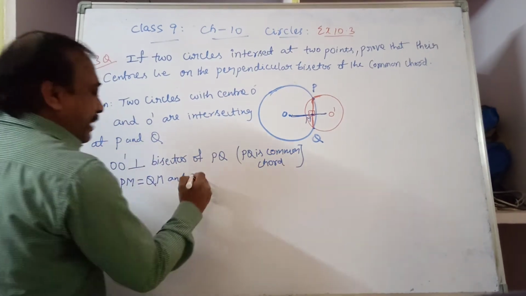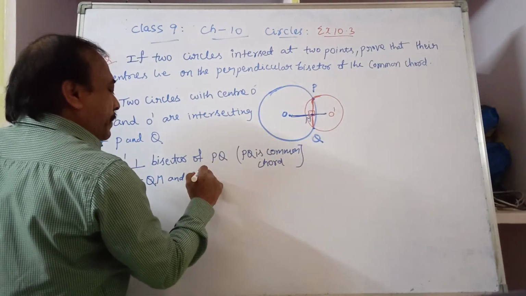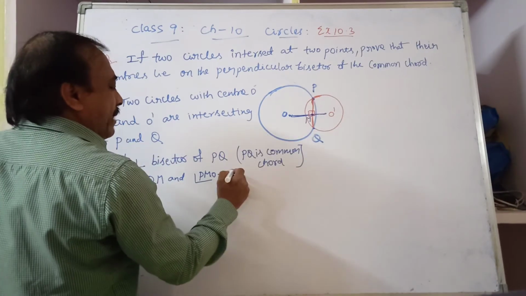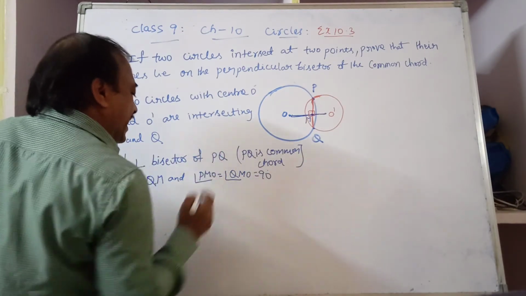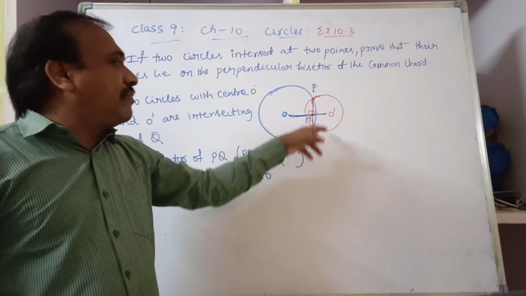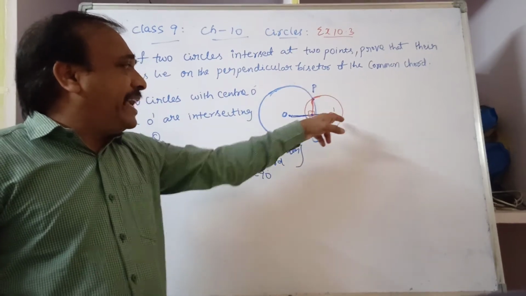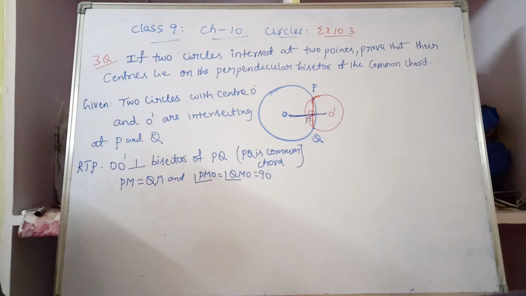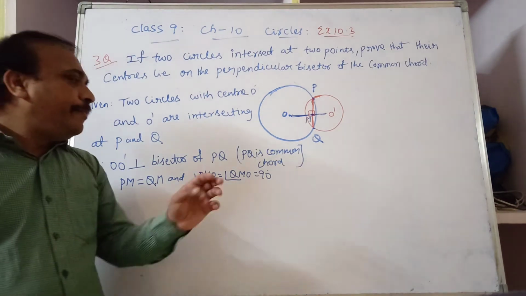and angle PMO is equal to angle QMO, which is equal to 90 degrees. If you prove it like that, then PMO, QMO, QMO dash and PMO dash are all 90 degrees. We have to prove that it is 90 degrees.